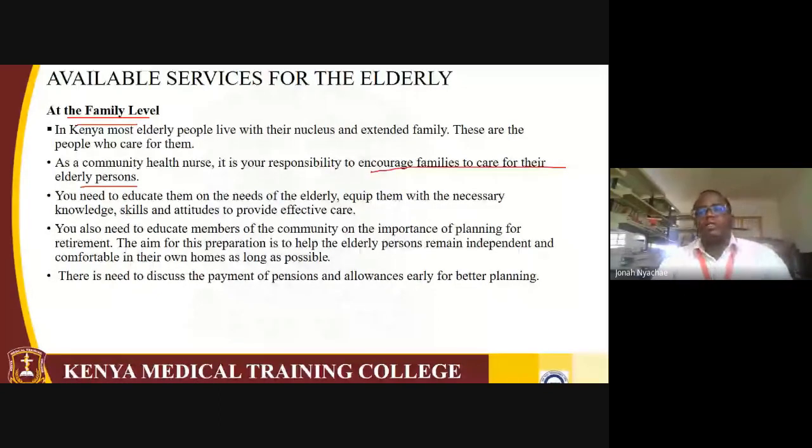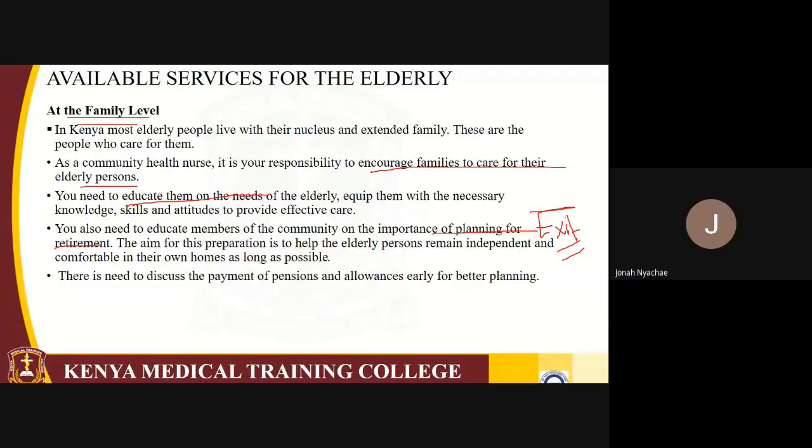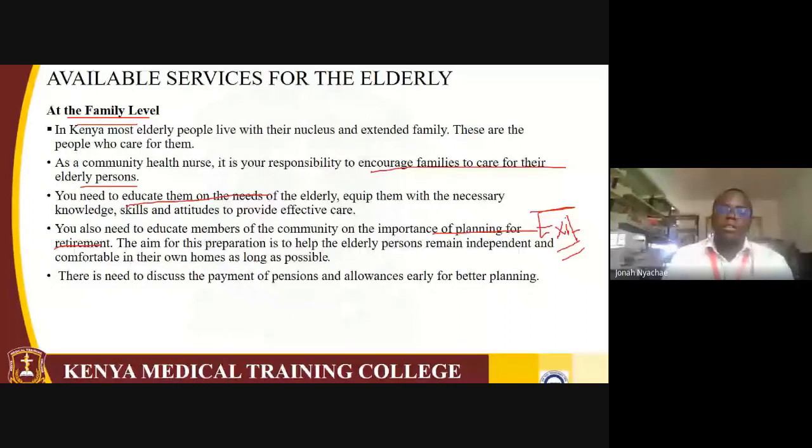You also have to educate on the importance of planning for retirement. Even when you are going to join work, at some point you are going to leave work. So the moment you land in that work, you should also be planning for your exit. Even here at KMTC we are privileged. Sometimes you are taken to Mombasa and told that you are going to exit the service. They actually pay for us for a whole week just to go and be taught about planning for retirement.